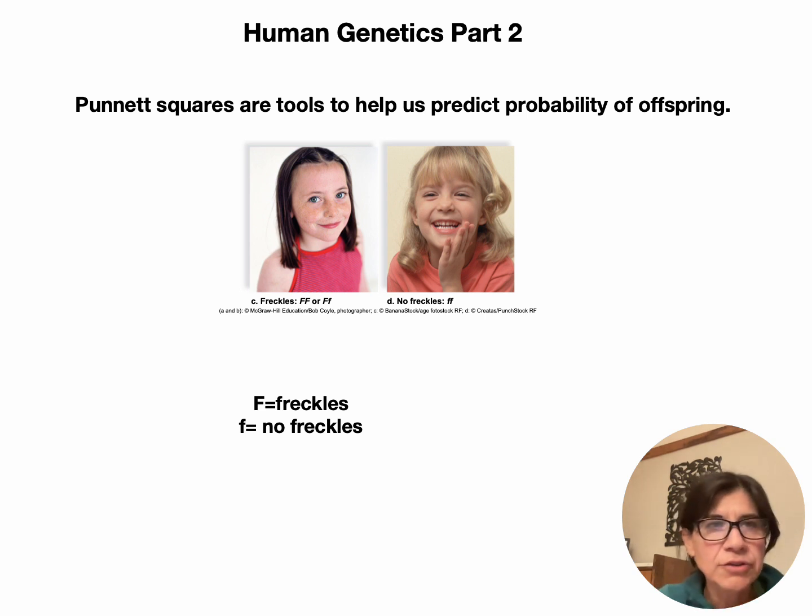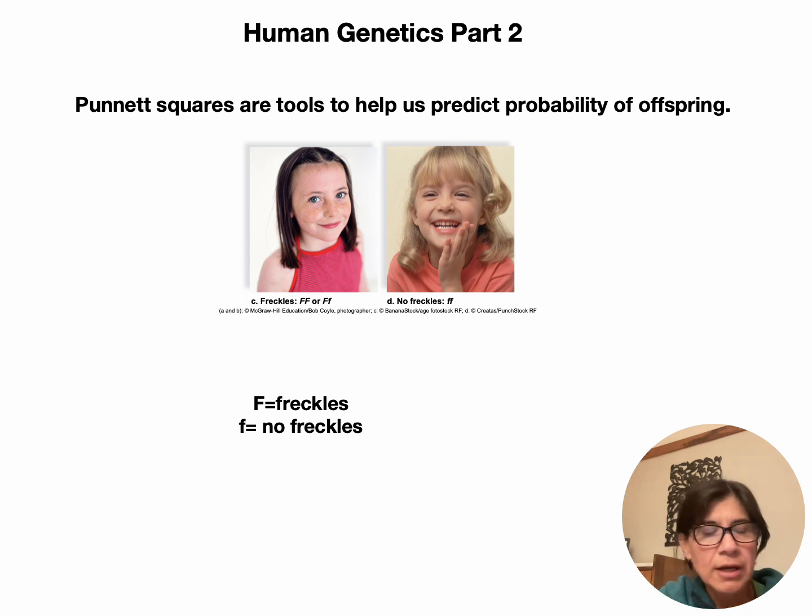In this video lecture, we are going to explain how to use a tool called a Punnett square that helps us predict the probability of children, because we're focusing on human genetics here, having certain traits if we know what their parents are, or if we predict what their parents are.